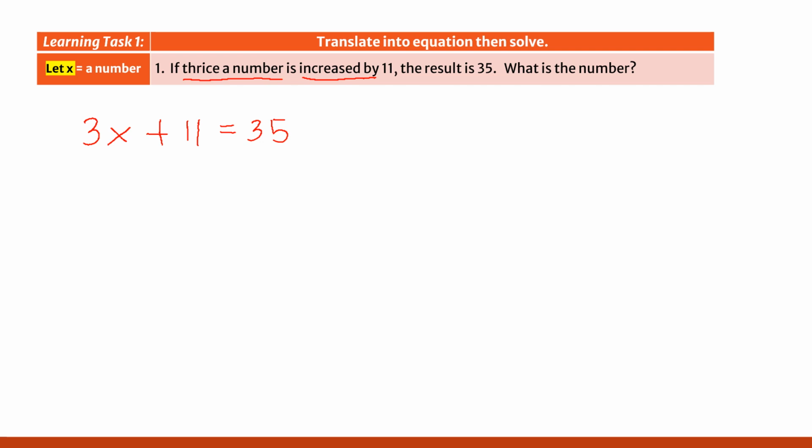Saan nanggaling ang 3x? Thrice a number. And then saan nanggaling ang plus? Increase by. Then 11 equals, the result is 35. Now, to continue, what is the number? So from this equation, 3x plus 11 equals 35. Nagawa nating i-translate yung mathematical sentence into this equation, di ba? So ang kasunod na natin gagawin ay to apply the basic rules in solving an equation.